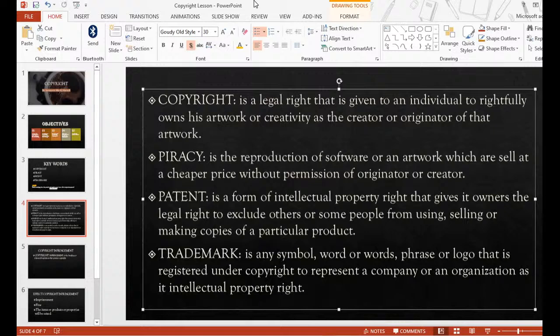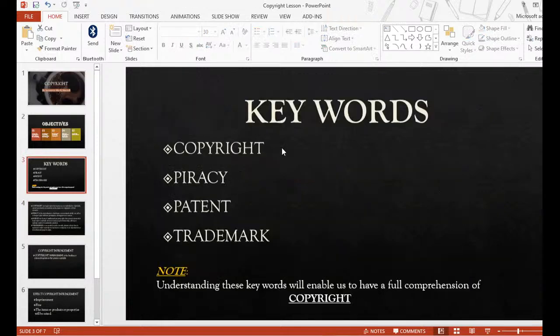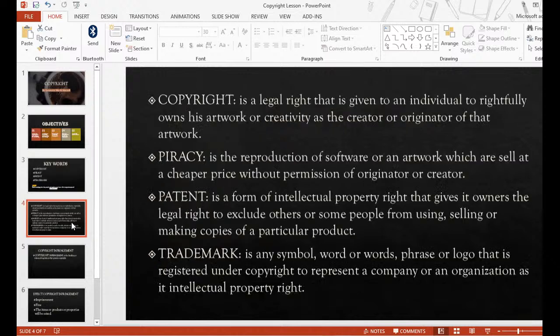Remember, we said a trademark is any symbol, word or words, or phrase or logo that is registered under copyright to represent a company or an organization as its intellectual property right. So these are the keywords. Remember the keywords we've looked at: copyright, piracy, patent, and trademark. We've looked at trademark.